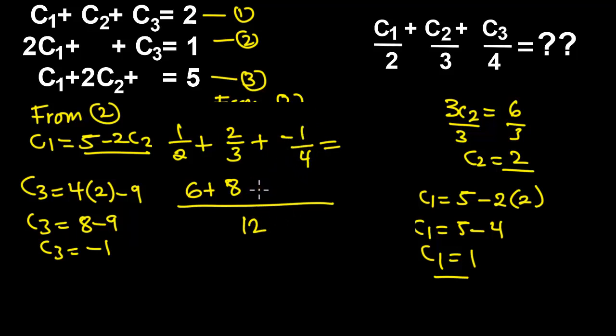So let me clean this. We're going to have negative 3. So 6 minus 3 gives 3. And then 3 plus 8 gives 11. So we're going to have 11 over 12.